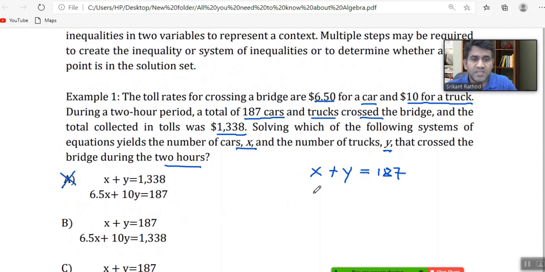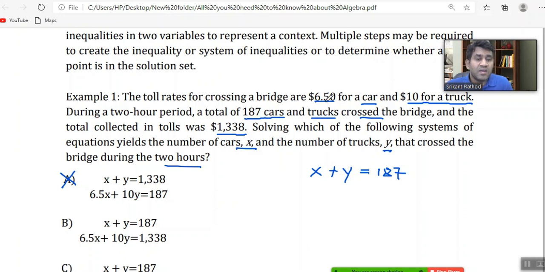So what the next part is saying is they are charging $6.50 for each car, that is, per car they are charging $6.50, and $10 for each truck. So there are x number of cars, and x number of cars multiplied by 6.5 gives you the total amount earned only from the cars.